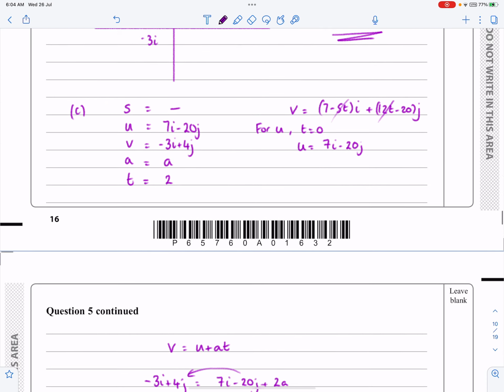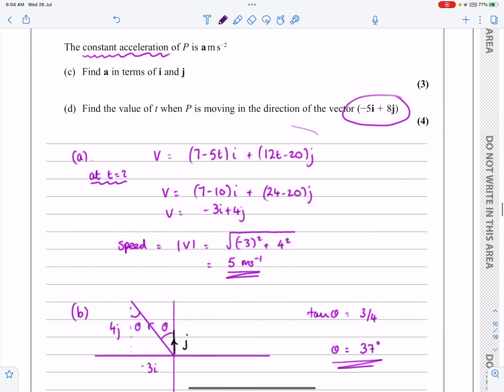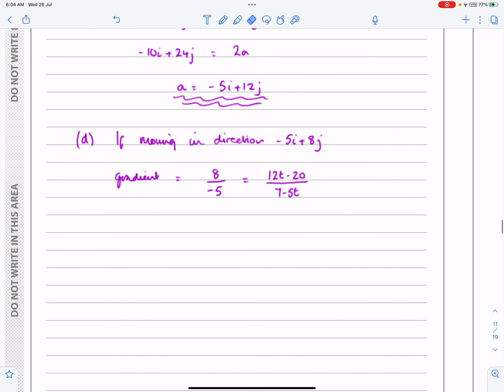Just go back and look. Where are we? There's the general form for it. So the gradient of this one is going to be this divided by that. That's going to be the same as 8 divided by minus 5. Okay, they're parallel to each other. They have the same gradient. So if that's true, that's easy now.